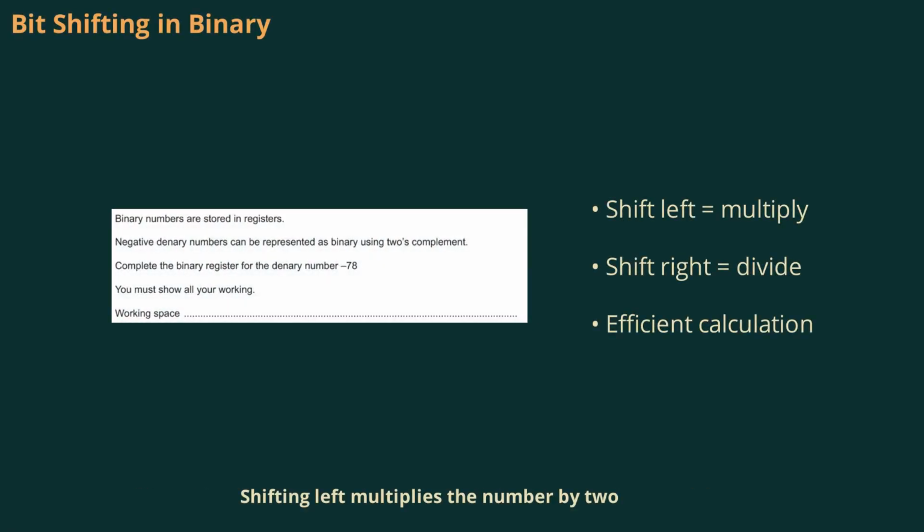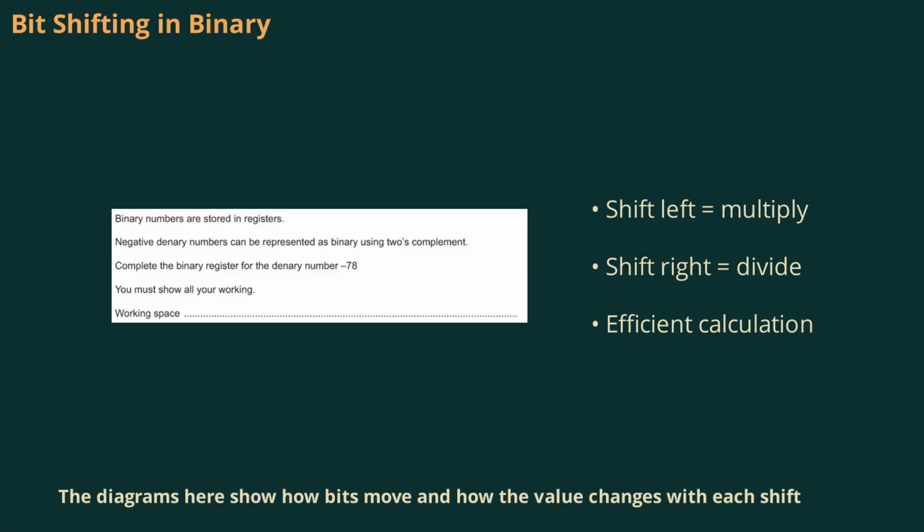Shifting left multiplies the number by 2, while shifting right divides it by 2. This operation is commonly used in computer programming and digital electronics for efficient calculations. The diagrams here show how bits move and how the value changes with each shift.